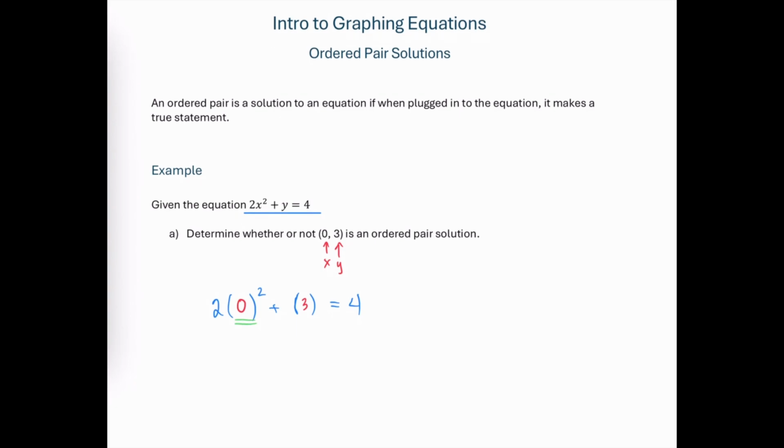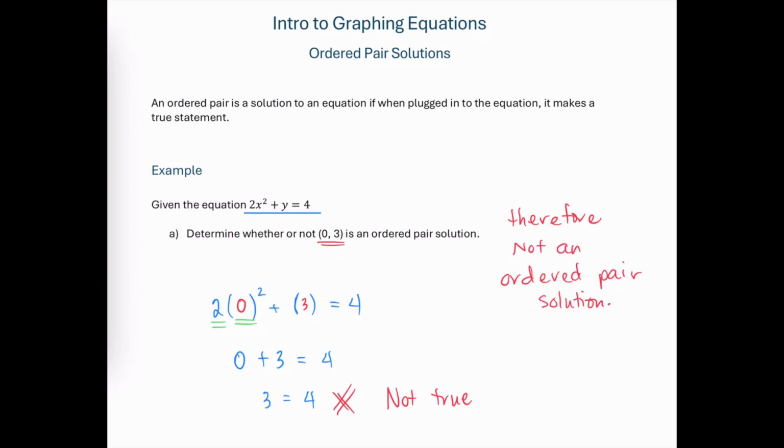0 squared is equal to 0. When we multiply that by 2, we end up with just 0 here, plus 3 is equal to 4, and we can see right away that we get 3 on the left and 4 on the right, and this is not true. And let's actually use that contradiction symbol, saying that we've come up with a contradiction. And so when we plugged 0, 3 into this equation, we did not get a true statement, and therefore it's not an ordered pair solution.